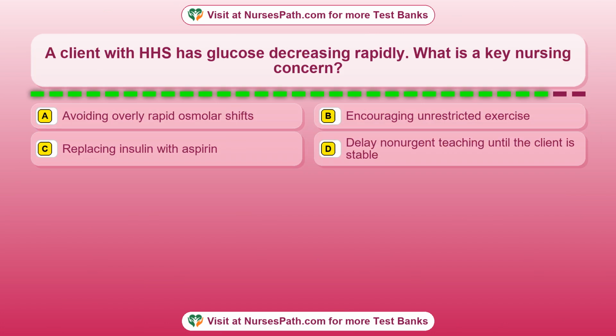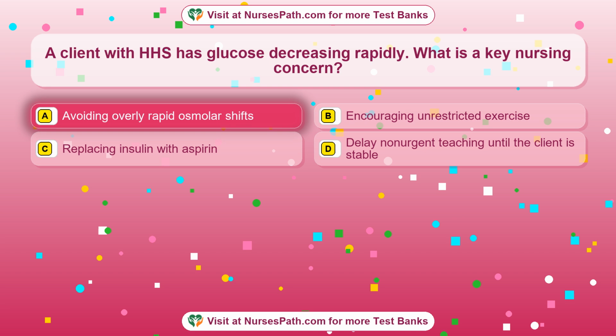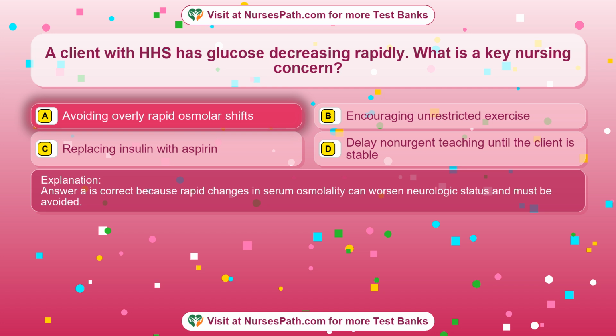Question 9. A client with HHS has glucose decreasing rapidly. What is a key nursing concern? Option A, avoiding overly rapid osmolar shifts. Option B, encouraging unrestricted exercise. Option C, replacing insulin with aspirin. Option D, delay non-urgent teaching until the client is stable. The correct answer is option A, avoiding overly rapid osmolar shifts. Answer A is correct because rapid changes in serum osmolality can worsen neurologic status and must be avoided.